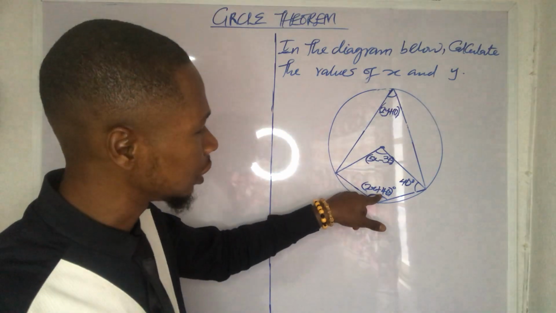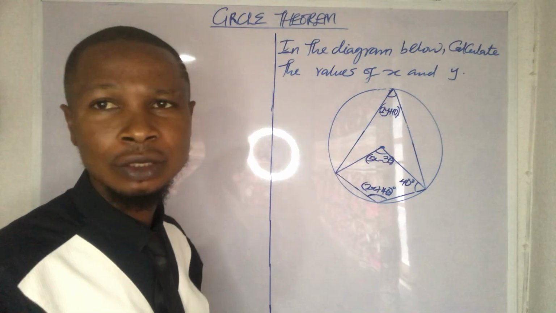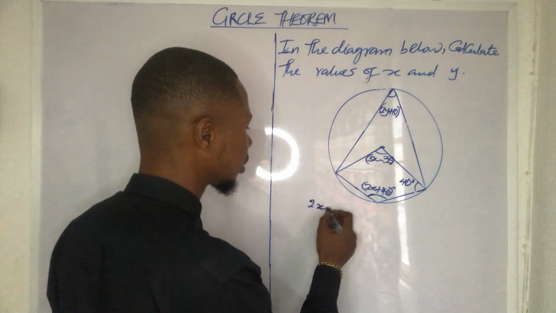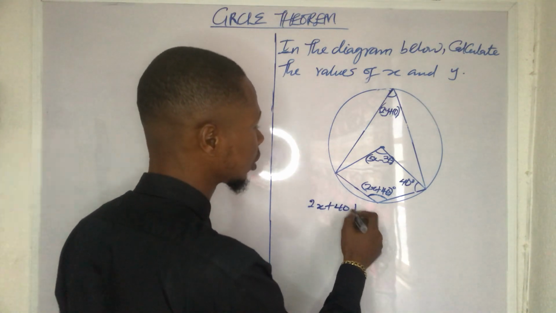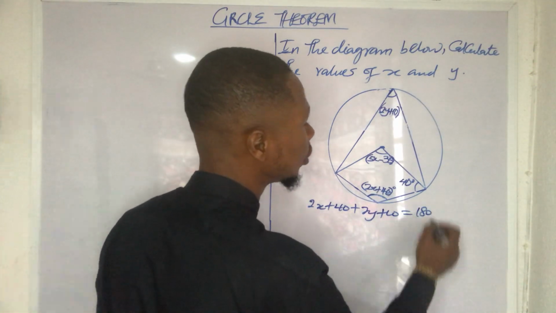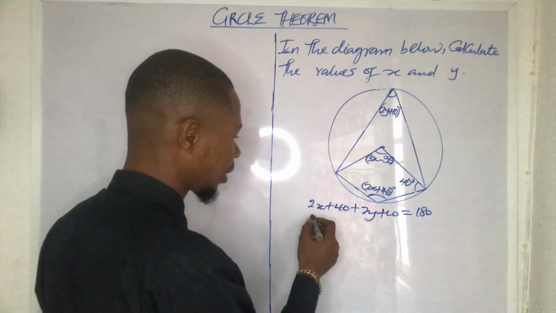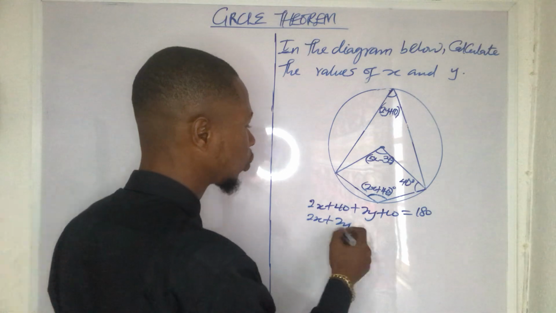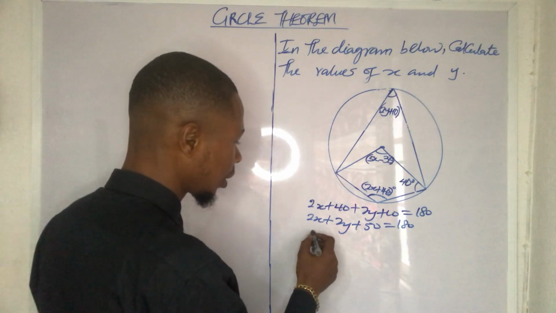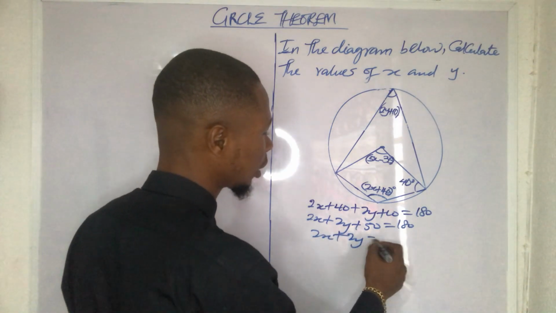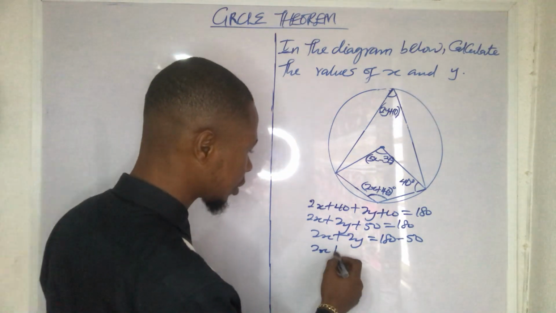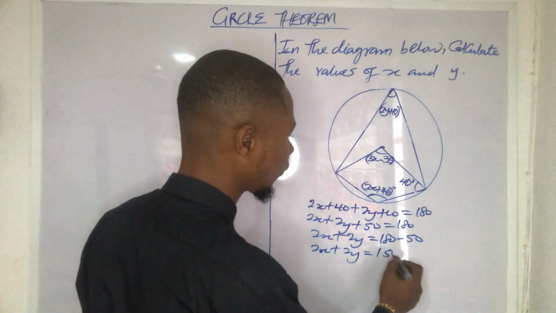The opposite angles, that is, if I add this and this that are opposite each other, is supposed to be equal to 180. That is, I can have 2x plus 40 plus 2y plus 10 should be equal to 180. If I collect like terms here, I will have 2x plus 2y, 40 plus 10, that will give me 50, is equal to 180. Then I can have 2x plus 2y is equal to 180 minus 50. Then in that case, I will have 2x plus 2y is equal to 130.